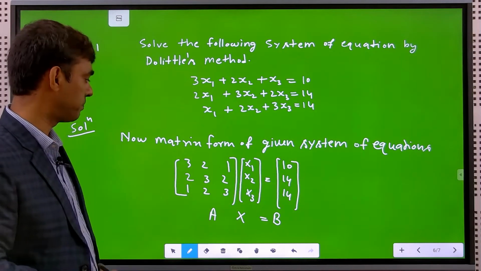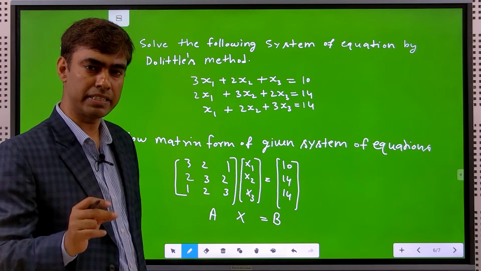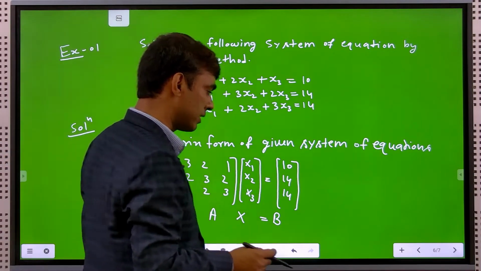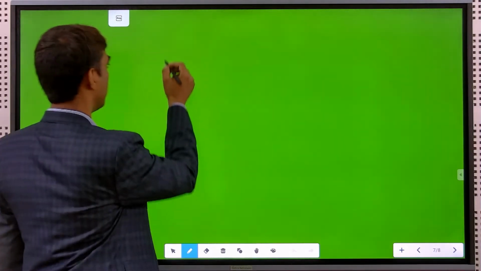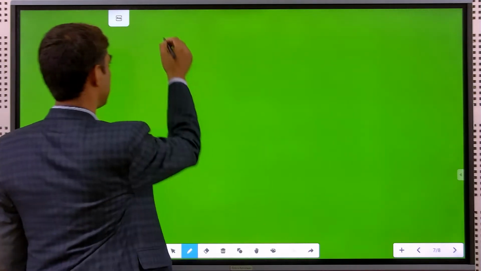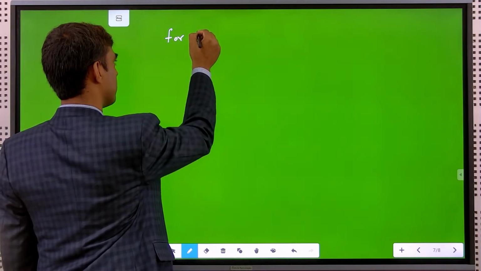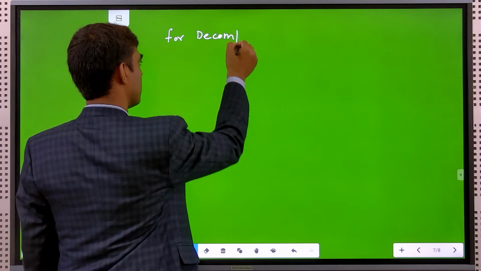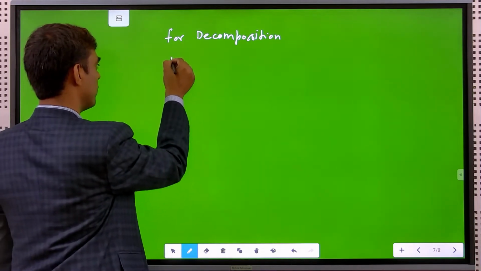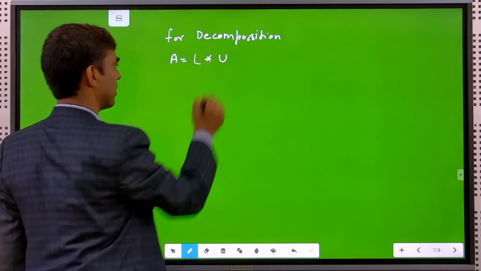Ax equals B. Now, as we discussed, first we factorize the matrix A into a lower triangular matrix and an upper triangular matrix. So, here we write A equals LU. For factorization or decomposition, we write A equals LU, lower triangular matrix and upper triangular matrix.